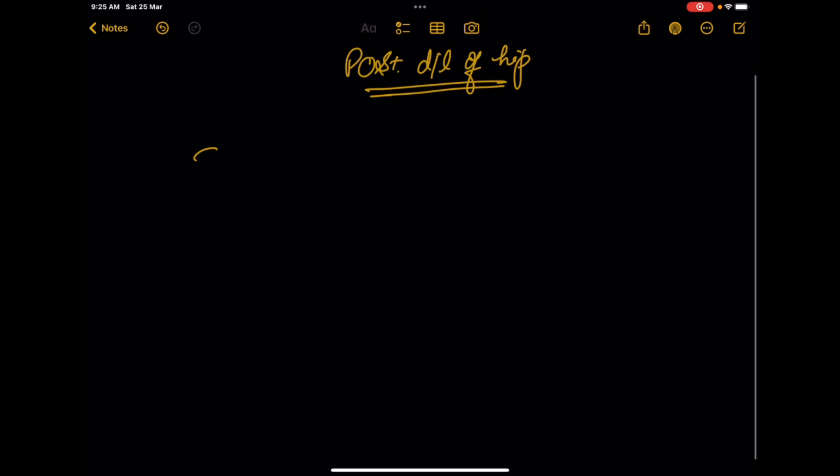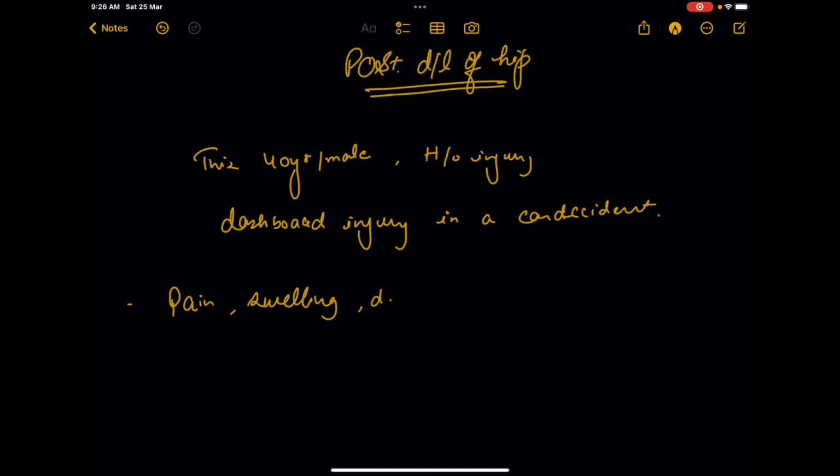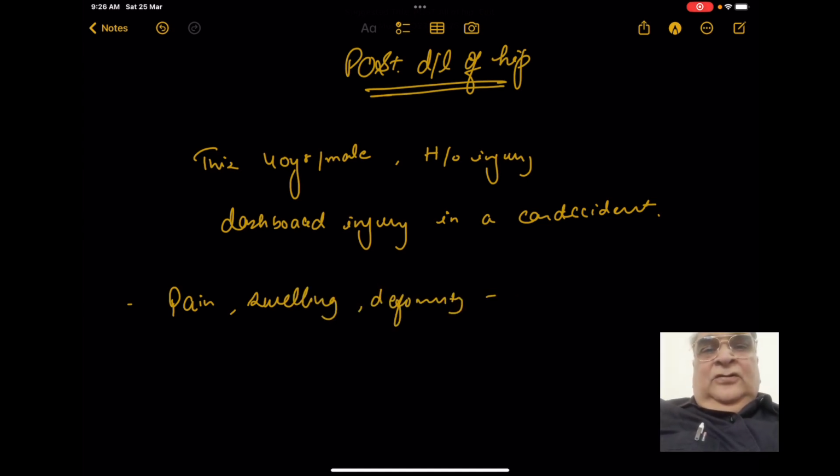This 40-year-old male sustained injury due to his knee striking the dashboard in a car accident 6 hours before admission. There was pain, swelling, deformity, loss of function around the right hip. He could not stand up or walk, nor could he lift the limb.